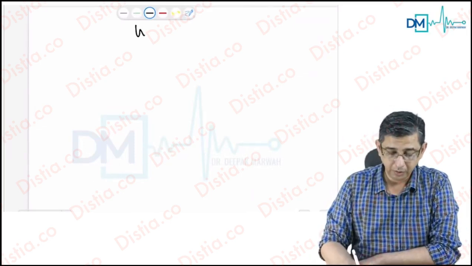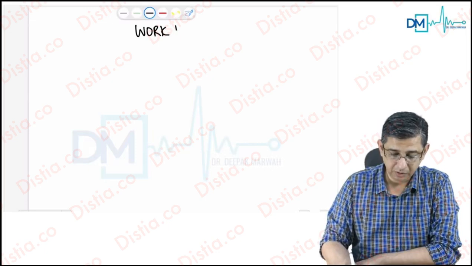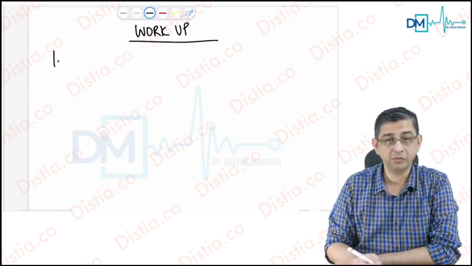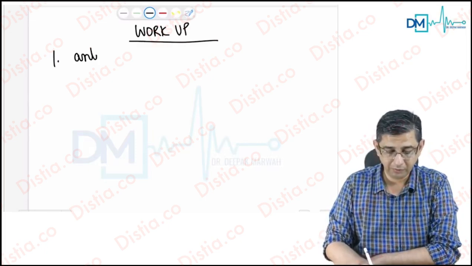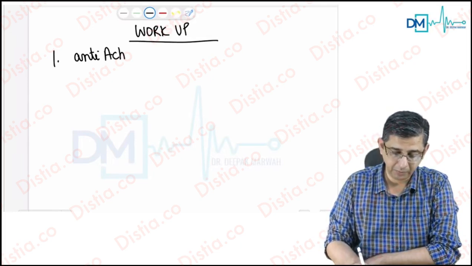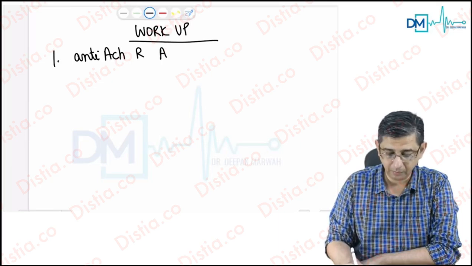Coming to the workup that I'll be doing for this suspected case of myasthenia gravis, the screening test would be answered by you as the antibody, which has come up in our discussion multiple times, anti-acetylcholine receptor blocking antibody.